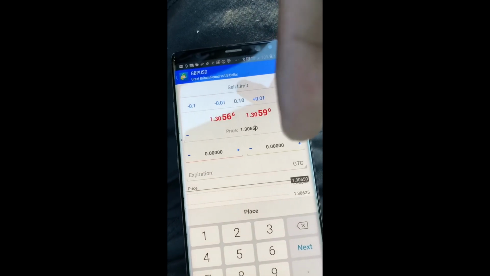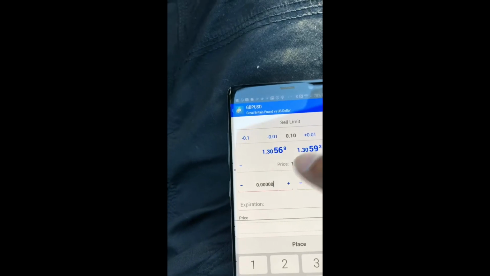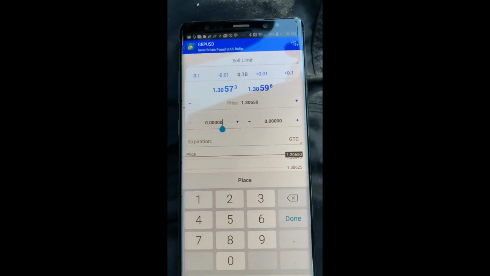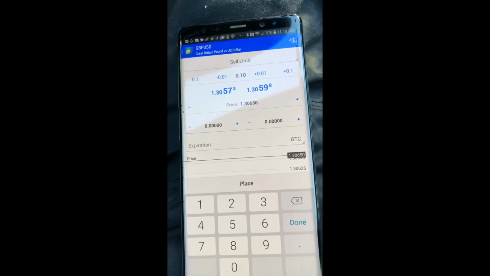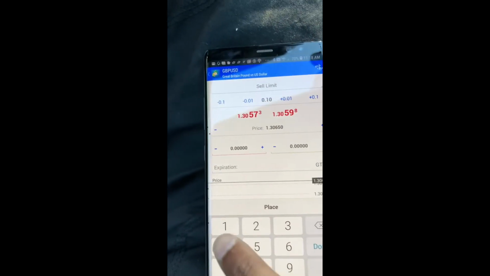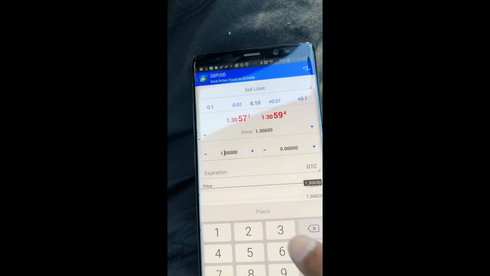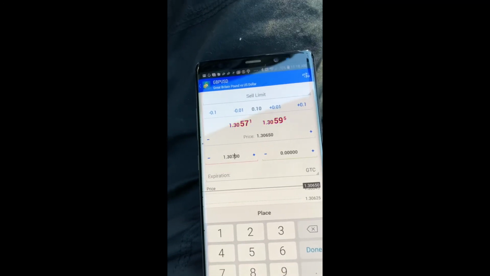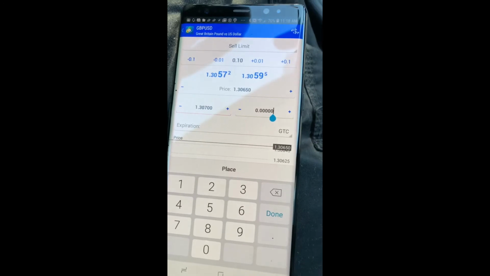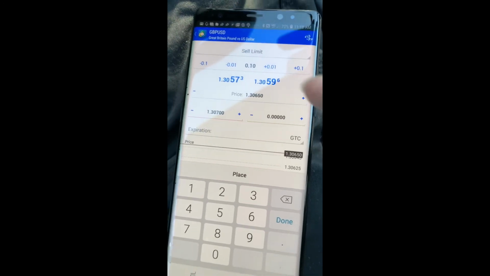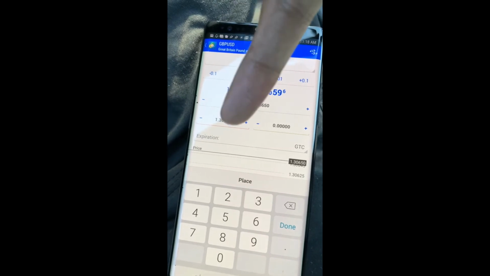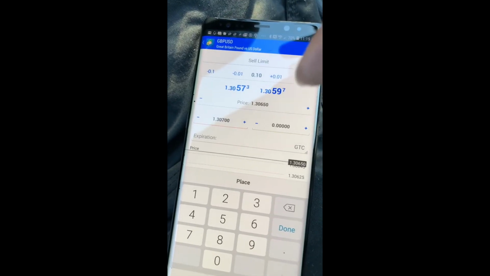So because we're in a sell limit, well, because we're in a sell in general, we know that the stop loss has to be above the entry price. So 1.3070, and because it's a sell, our target profit, which is the green line on Android, stop loss is the red line, the green line is the target profit.